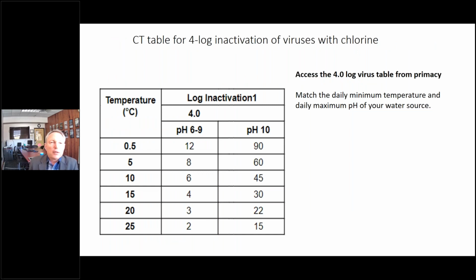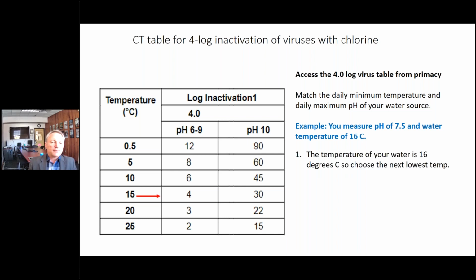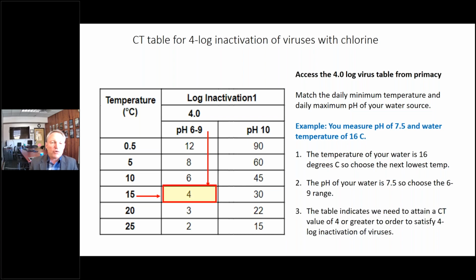So let's try this. Let's look at a log 4 inactivation table for viruses with chlorine. And you see it has a table for temperature, and then it has two columns for different pH levels. And what we're going to basically do is match the temperature and the pH of your water. So here's an example. Our pH is 7.5 for our water source, and our temperature is 16 degrees Celsius. So we would use the next cooler temperature, which is 15, and then we would choose that pH 6 through 9 column, because our pH is 7.5, and then we would realize that our required CT value for log 4 inactivation in this example is 4. Okay? So that's how we would use the table. That shows us what we're trying to achieve.